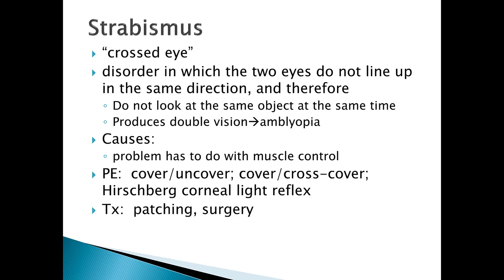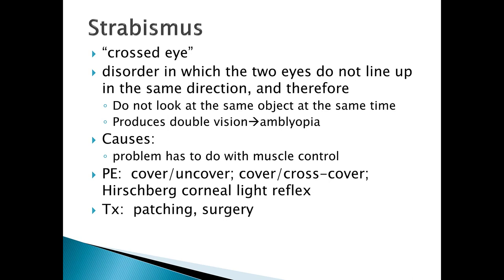There are lots of different causes for strabismus. A lot of times the problem has to do with muscle control, or where the muscle attaches to the eye, and it can also be due to nerve palsies where the nerve does not innervate the muscle. On physical exam, there are three techniques that you may have discussed previously in physical diagnosis: the cover-uncover test, the cover-cross-cover test, and the Hirschberg corneal light test. We're going to watch a video in just a second that explains these a little more.